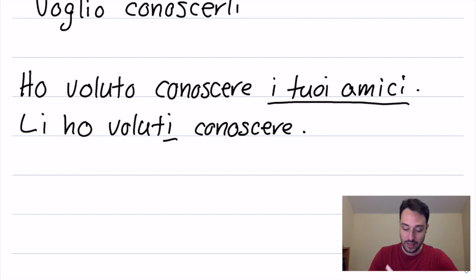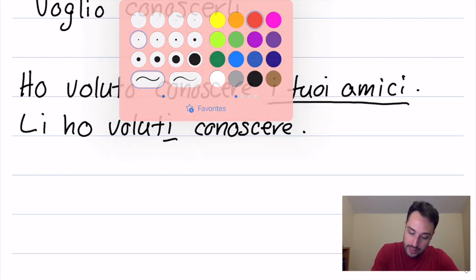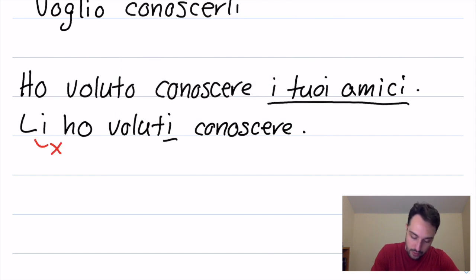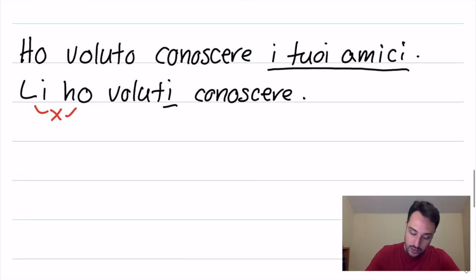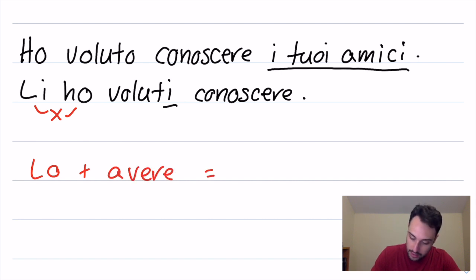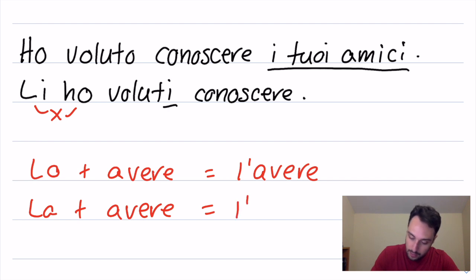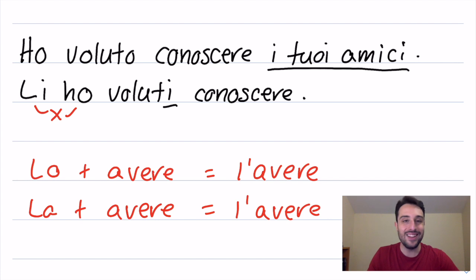So here in this example, we do not combine li with avere. These two do not go together. We only can combine lo and la onto avere. So, lo plus avere can become l'avere if it's not conjugated, just to show you. La plus avere can become l'avere as well. However, li and le, they don't do that.